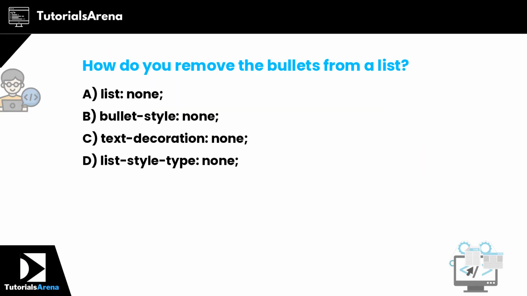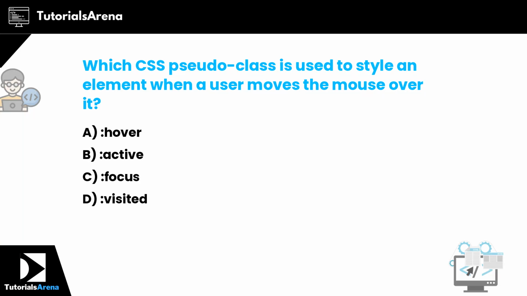How do you remove the bullets from a list? The correct answer is option D, list-style-type: none. Which CSS pseudo-class is used to style an element when a user moves the mouse over it? The correct answer is option A, hover.